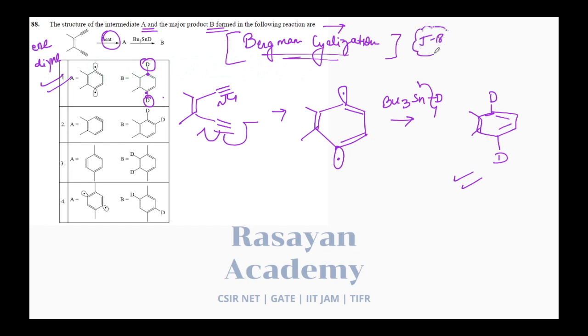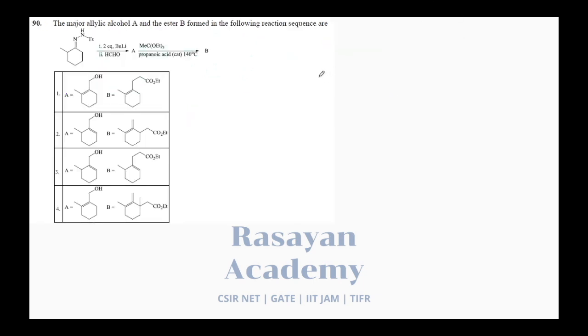So basically guys, the June 18 paper has plenty of good questions and also very easy and repeated questions, as you will see. The major allylic alcohol A and the ester B formed in the following reaction sequence are. So the first thing that you see is a tosyl hydrazone, and then you see two equivalents of butyl lithium. You are absolutely going to think about the same name reaction which we have done plenty of times in all of these papers, Shapiro reaction.